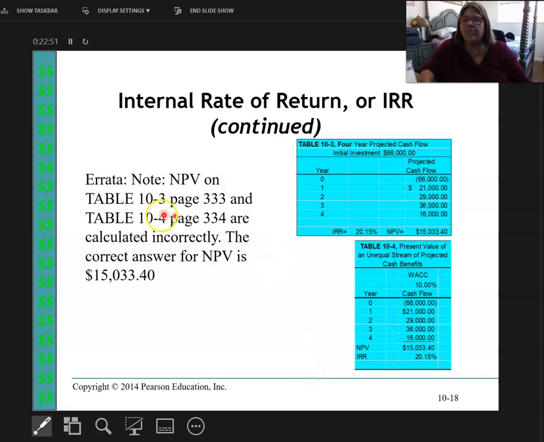Okay, so these are tables. If you look in chapter 10 on page 333, I know your page numbers are different, but these tables are actually in the book. So we need to look at two things. We need to look at cash flow. Well, we're going to talk about cash flow that is uneven. Okay, so I've got 66,000 as my initial investment.